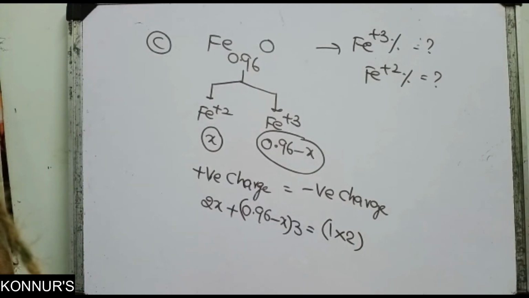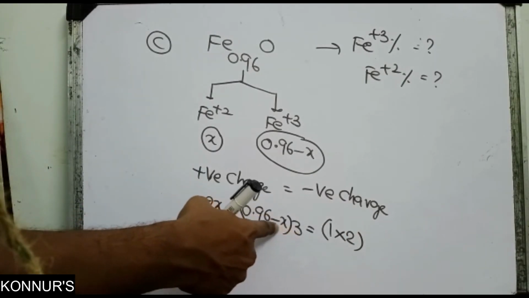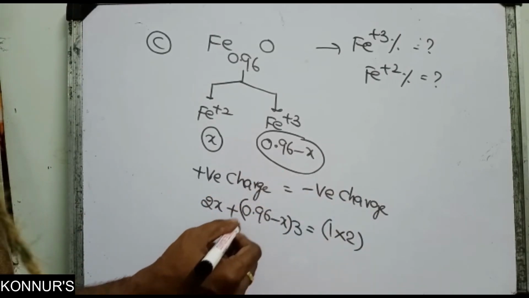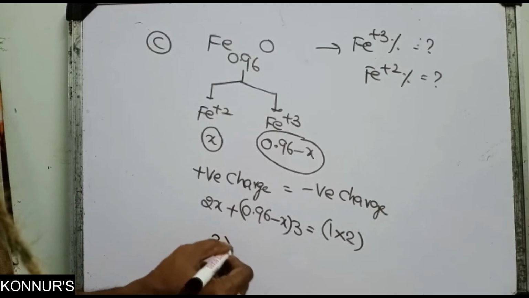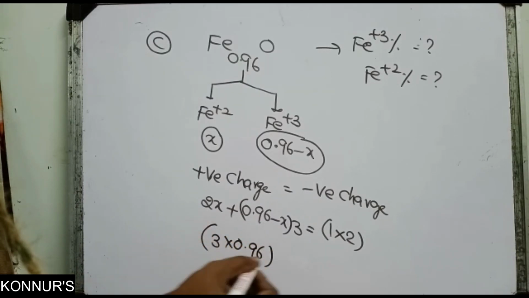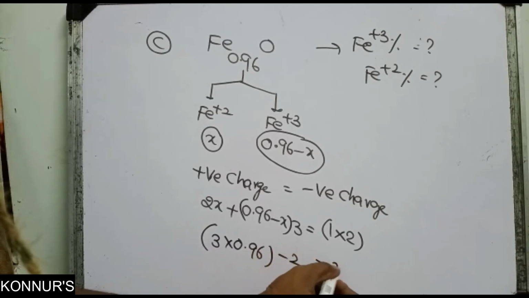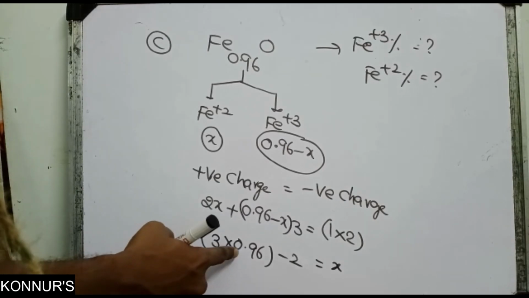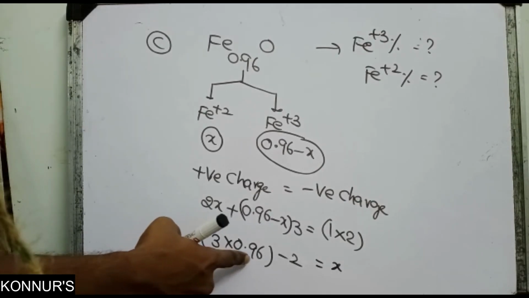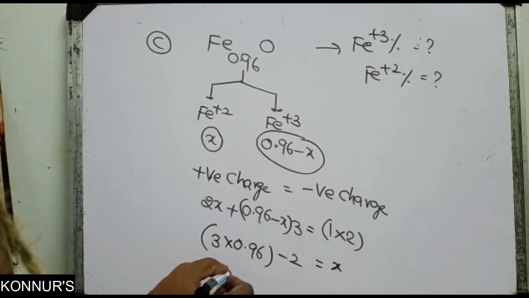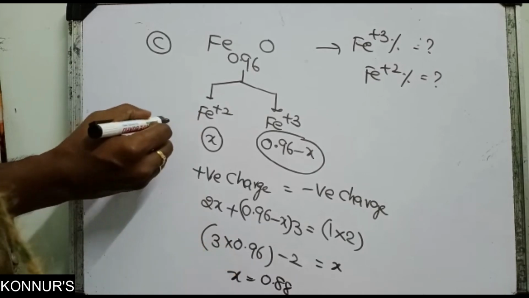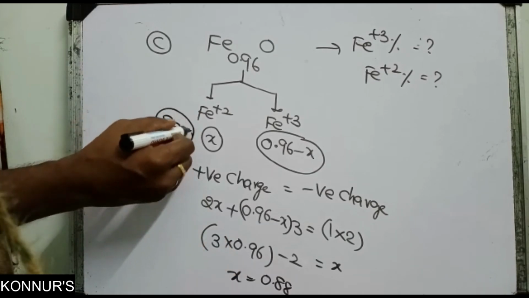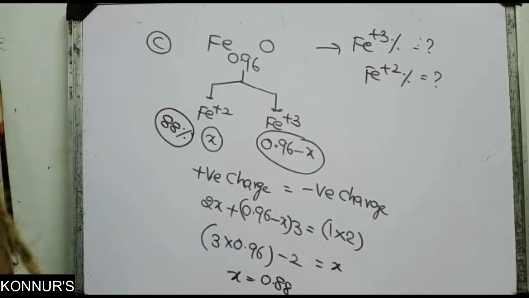So you get 2x minus 3x, and take x to that side. That means 3 into 0.96 minus 2 is the x value. So in total that x value you will get is 0.88. That means Fe plus 2 is 88 percentage, and the remaining is Fe plus 3.